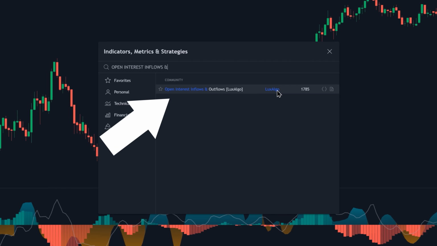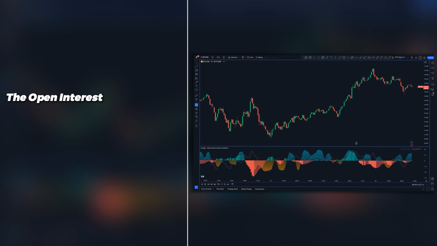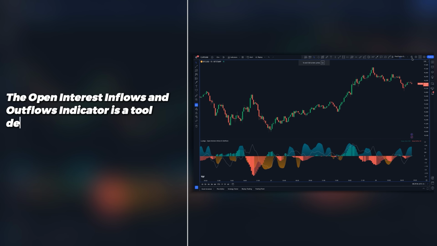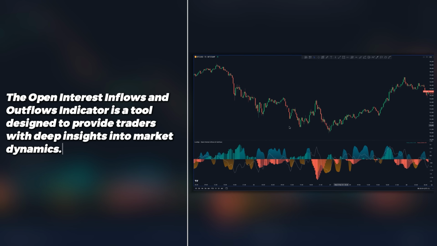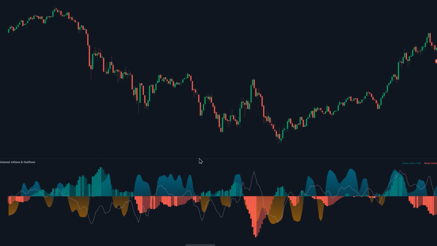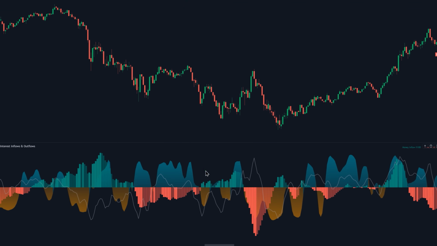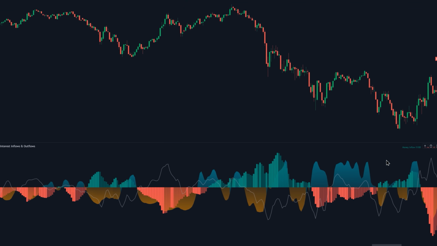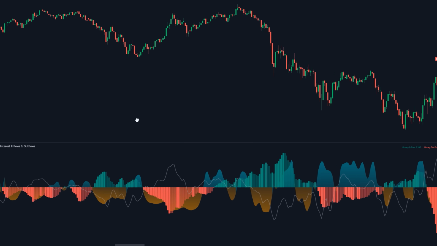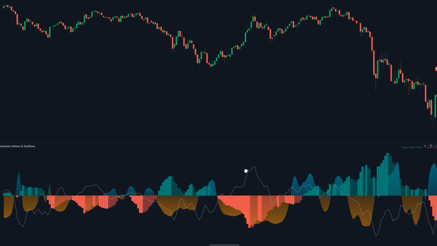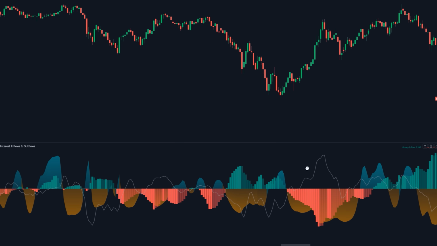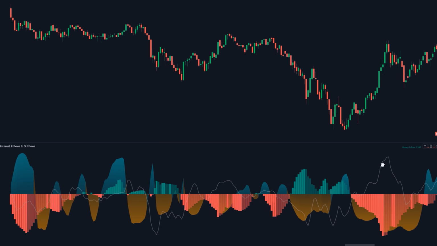The Open Interest Inflows and Outflows indicator is a tool designed to provide traders with deep insights into market dynamics. By analyzing open interest changes to gauge trader activity and combining this data with price sentiment, this indicator reveals the balance between buyers and sellers in the market. It offers insights into market dynamics, trend direction, and momentum of the market.